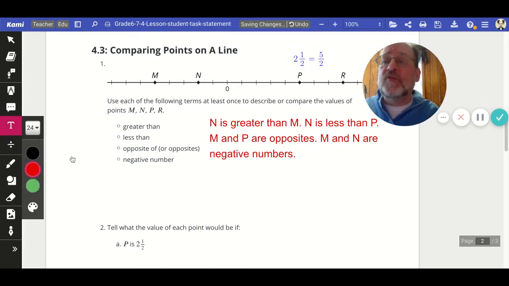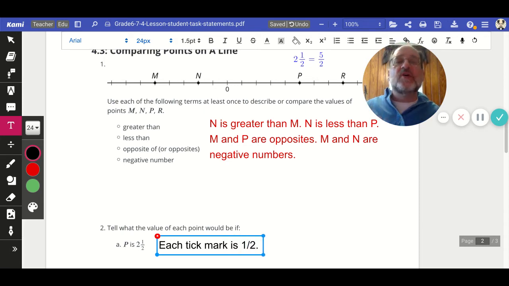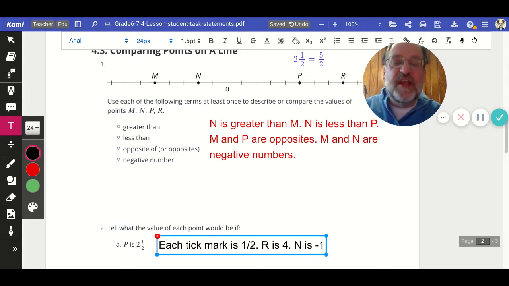So let's make that note first. Each tick mark is 1/2. So when I'm counting by 1/2, let's do R. 1/2, 1, 1.5, 2, 2.5, 3, 3.5, 4. R is 4. Here we go. 0, negative 1/2, negative 1. N is negative 1.